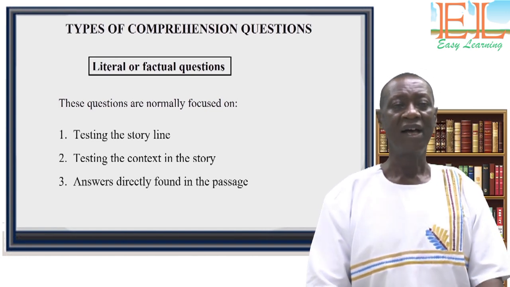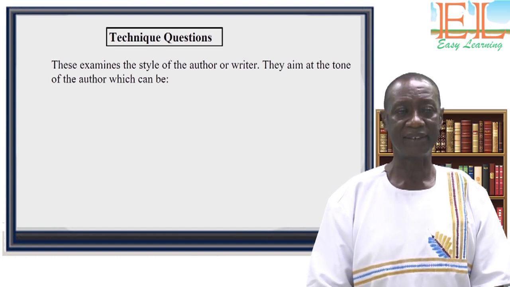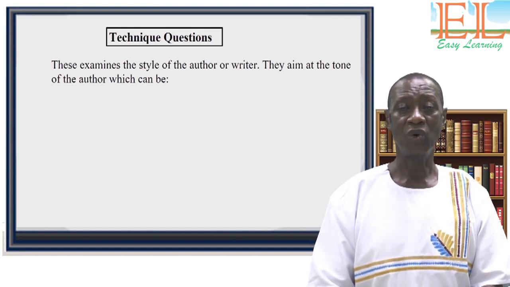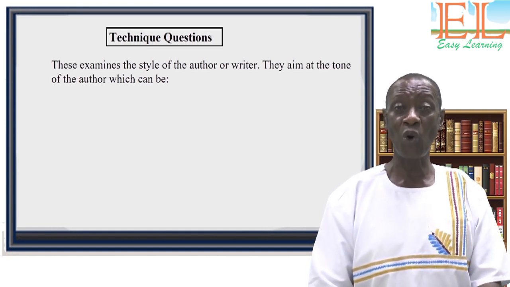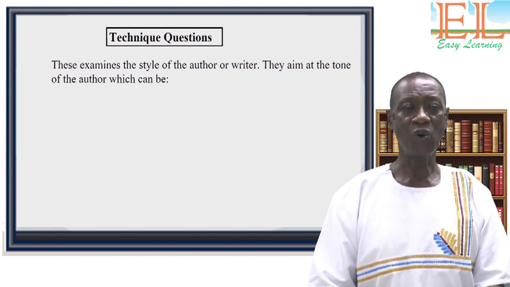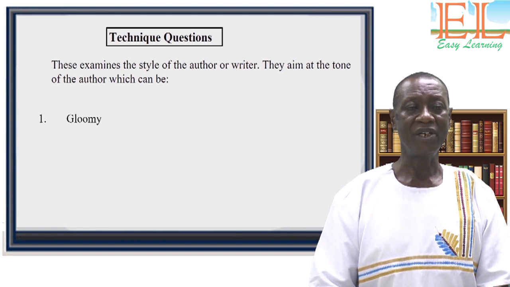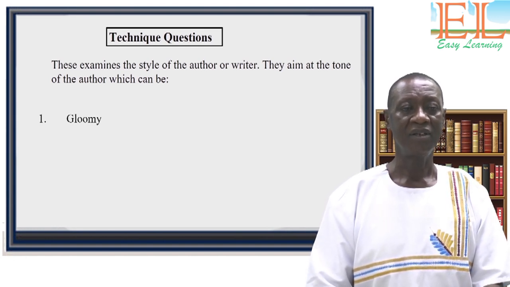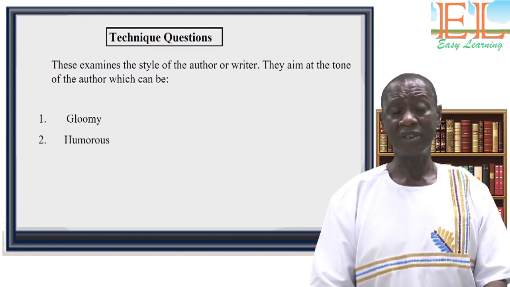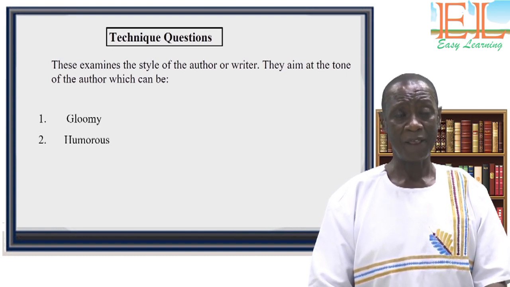Then we can take a look at technique questions. One may ask, what do we mean by technique questions? These questions examine the style of the author. So it may aim at, for example, the tone of the author. The tone of the author may be gloomy, sad, mysterious in that way. It may be humorous. And the question may be, how do you see the author in this work?